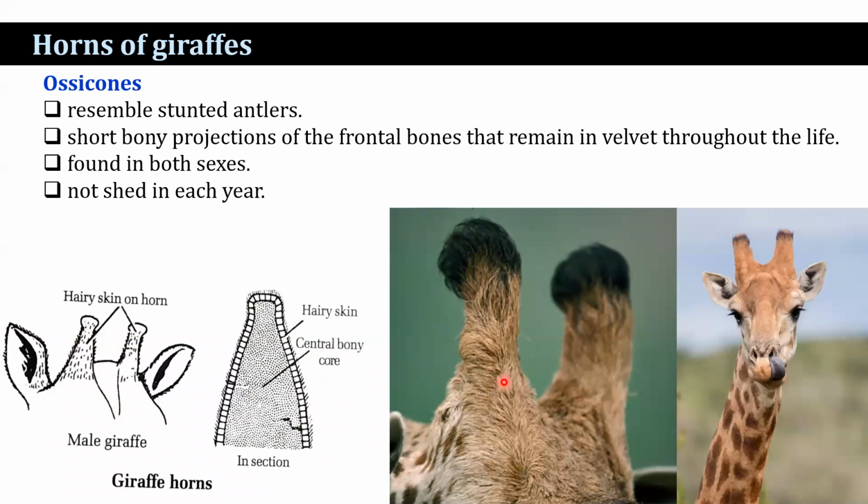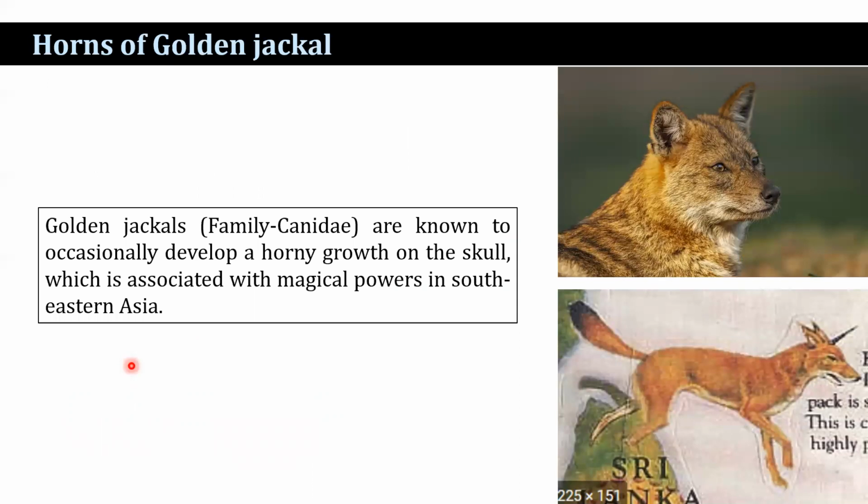Now, the horns of the giraffes, also known as ossicones, resemble stone-tipped antlers, and they are short bony projections of the frontal bone that remain in velvet throughout life. This type of horn is found in both sexes, but is not shed each year. That is interesting. Now, in some cases, in family Canidae, golden jackals are known to occasionally develop a horny growth on the skull, which is associated with magical power in Southeastern Asia.